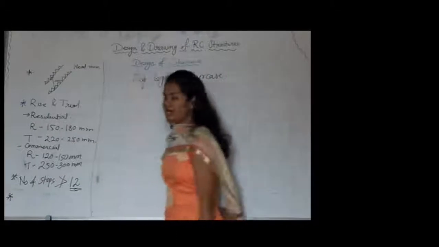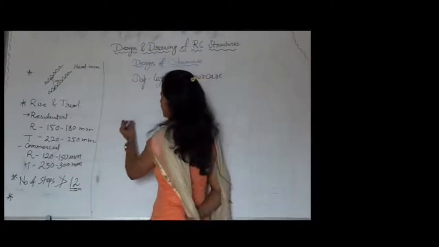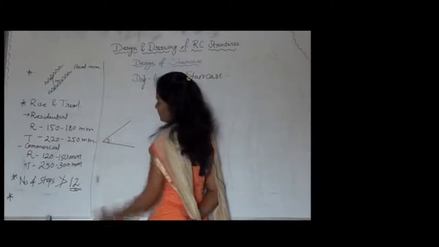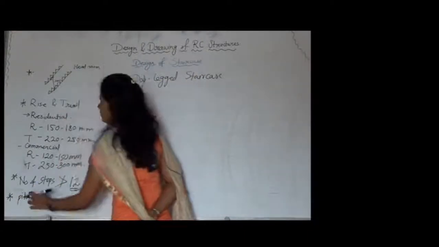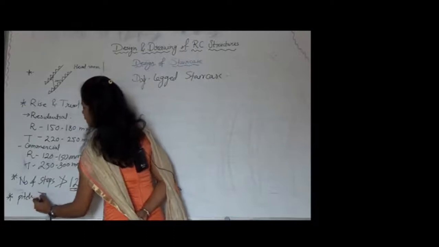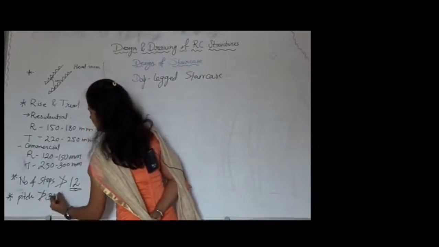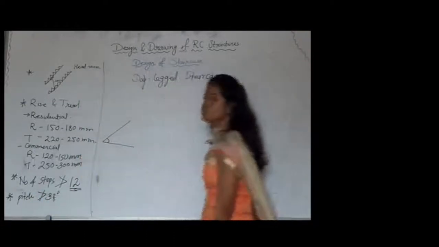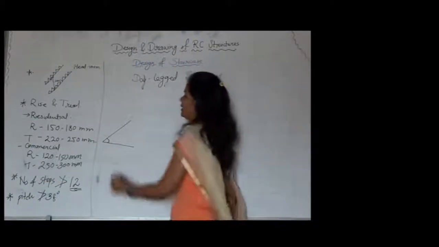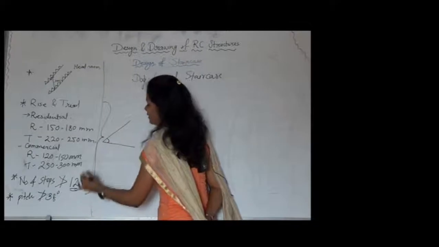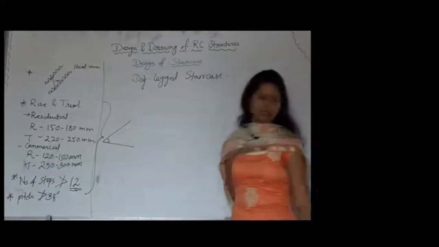Next, the pitch, that means the inclination of the staircase. Again, this should not be more than 38 degrees. So whenever we plan any staircase, we have to consider these points, and depending upon this we have to plan a staircase.